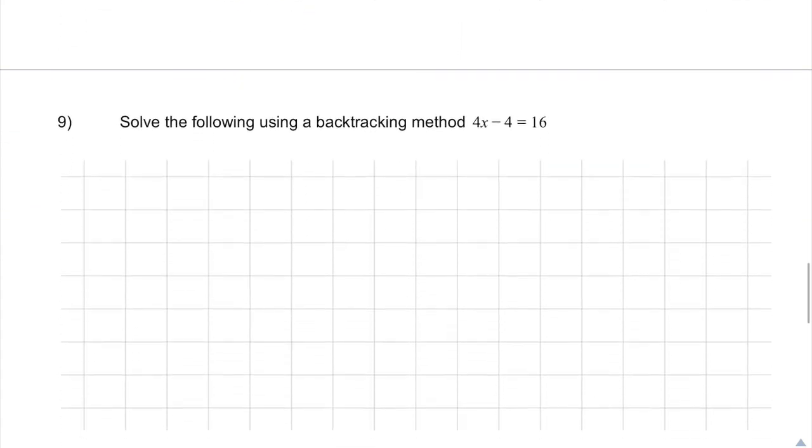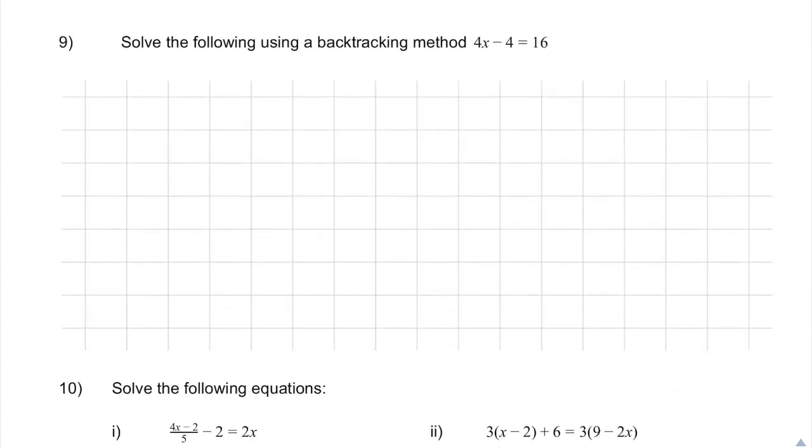On to question 9, and solve the following using a backtracking method. And remember, if the question just says to solve the equation, you can still use backtracking. So here I have an x, and the first thing I'm doing to x is I am multiplying it by 4. So this thing here. So multiply by 4. I am then subtracting 4, so that's that bit there. So subtract 4. And that gives me an answer of 16.